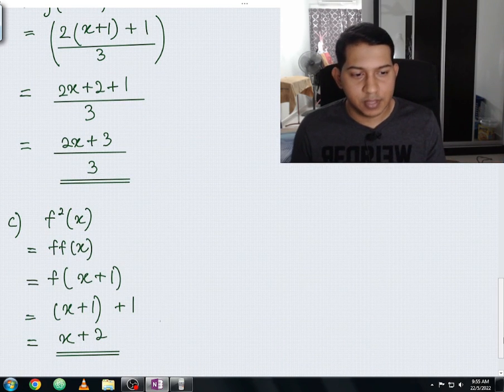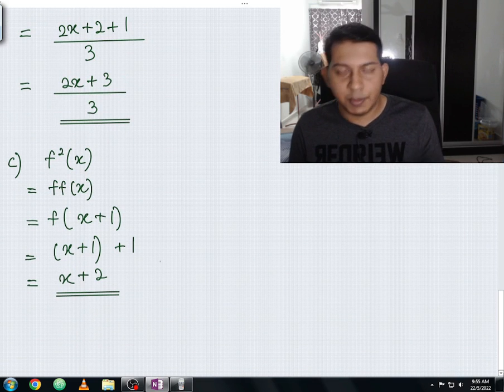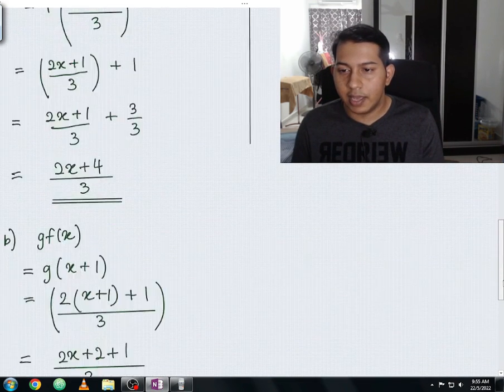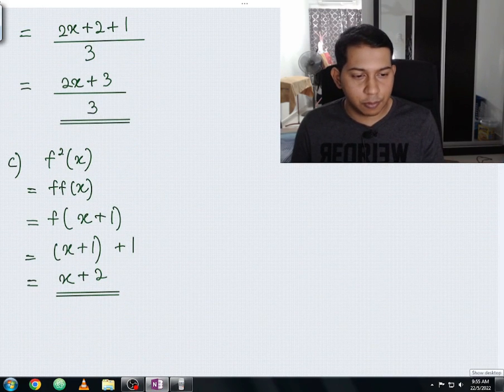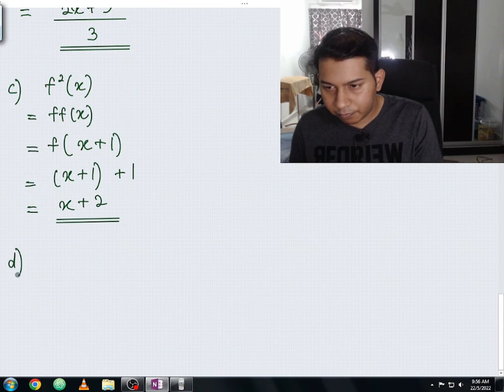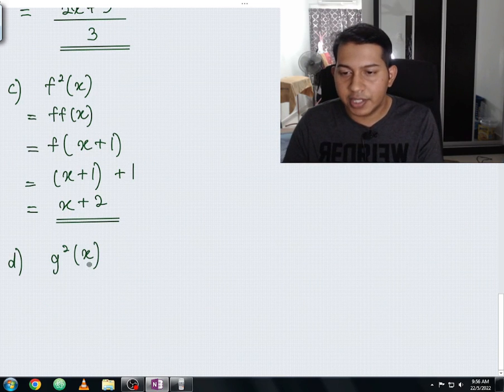Okay, so let me proceed to one more example. Within the one big question, there are 4 sub-questions, right? A, B, C. Let me show you one more one. g squared of x. So it's similar. That means your function g is being mapped 2 times.